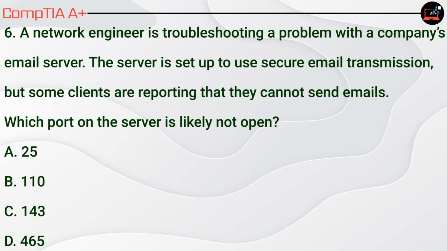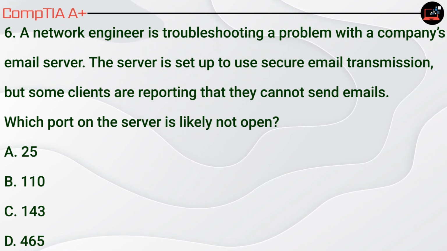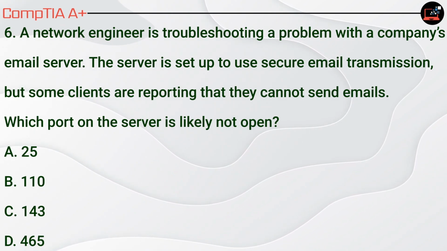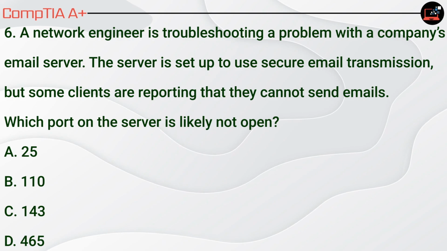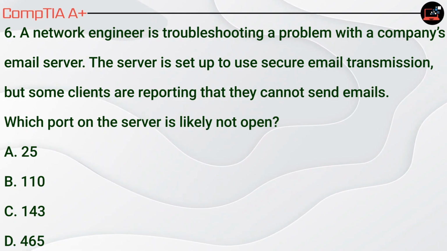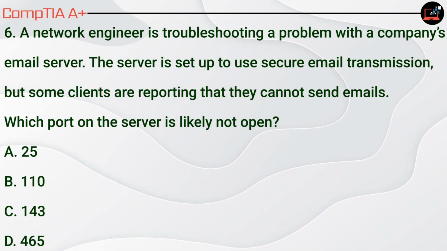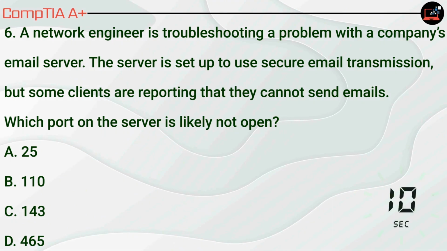6. A network engineer is troubleshooting a problem with a company's email server. The server is set up to use secure email transmission, but some clients are reporting that they cannot send emails. Which port on the server is likely not open? A. 25, B. 110, C. 143, D. 465.